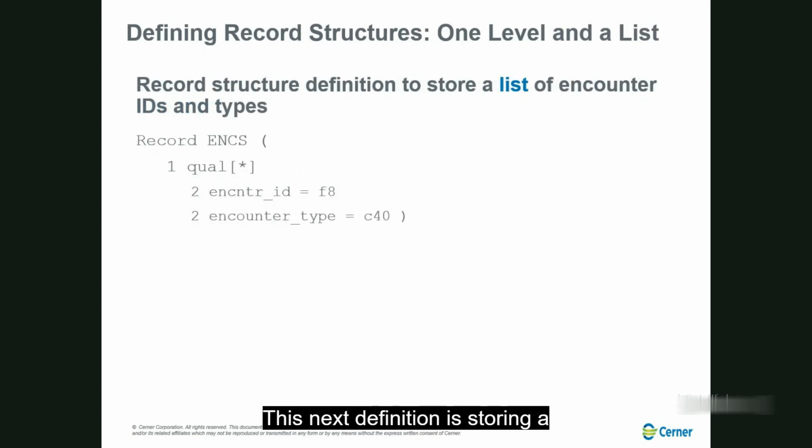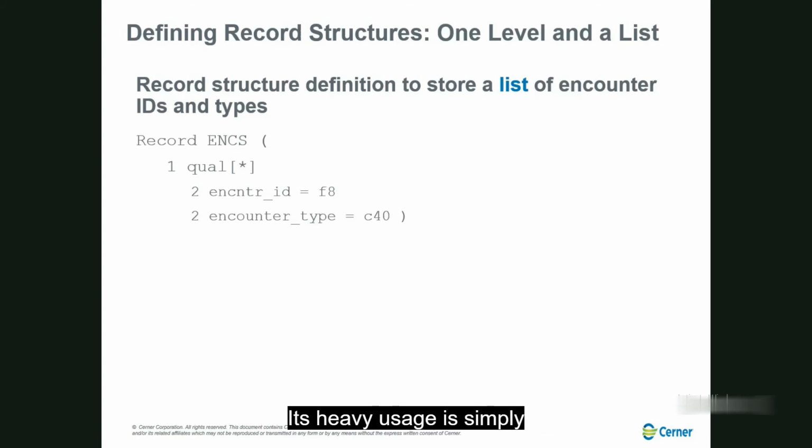This next definition is storing a list of encounter IDs and types. It is a record structure called INCS. At level 1, there is a user-defined list called qual. A quick side note about the list name qual. You may find many scripts with a list name of qual. Qual, although not that descriptive of a list name, is commonly used.